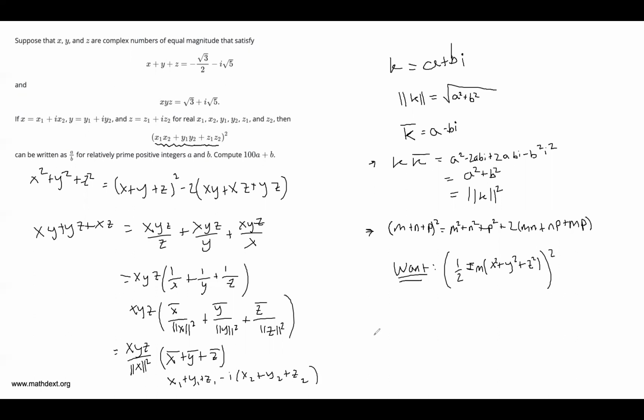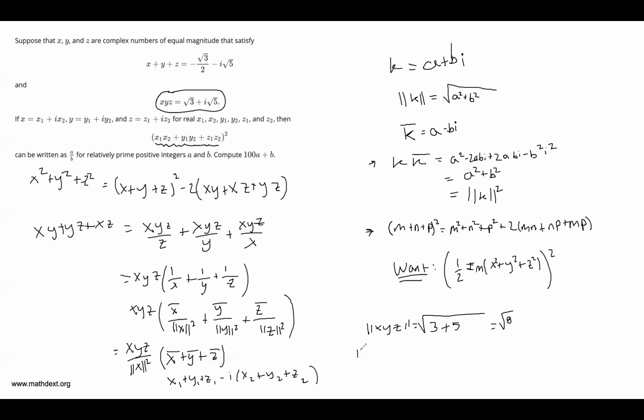Right? Now we need a few things. First of all, we're going to need the magnitude of x squared. But first we can take a look at this equation. xyz is square root of 3 plus i square root of 5. And then the magnitude of that is square root of 3 squared, which is 3, plus the square root of 5 squared, which is 5, which is square root of 8.